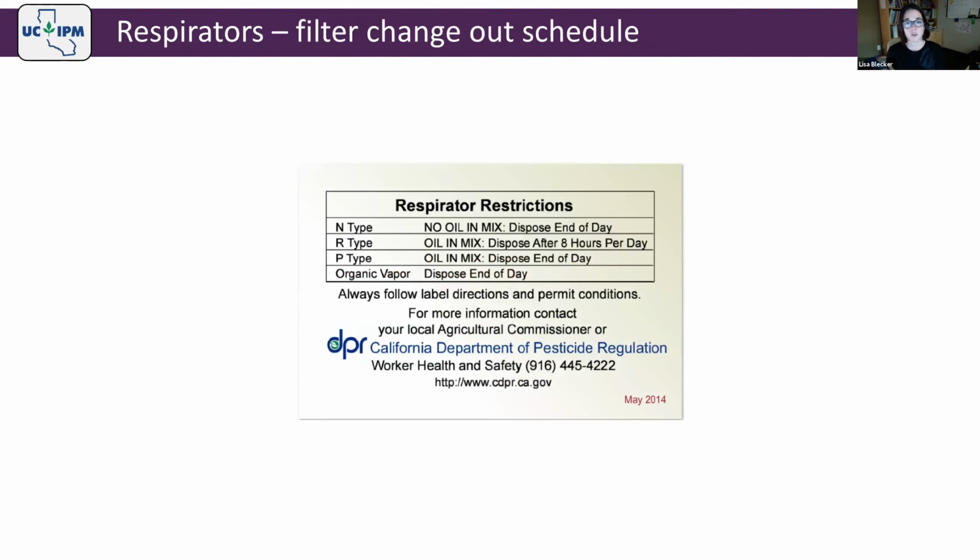Okay, and so your filters, either your filtering face piece or the pre-filters that go over the chemical cartridge, those are the N, R, or P. You dispose of those at different intervals because of the oil in the formulation. So N respirators, the N type, like N95, you dispose of at the end of the day. R, you dispose after 8 hours of use or at the end of the day.